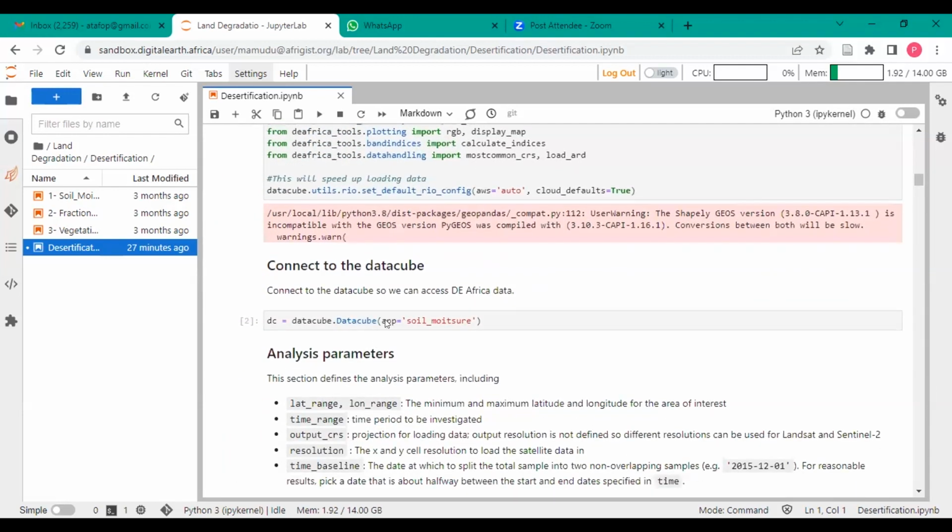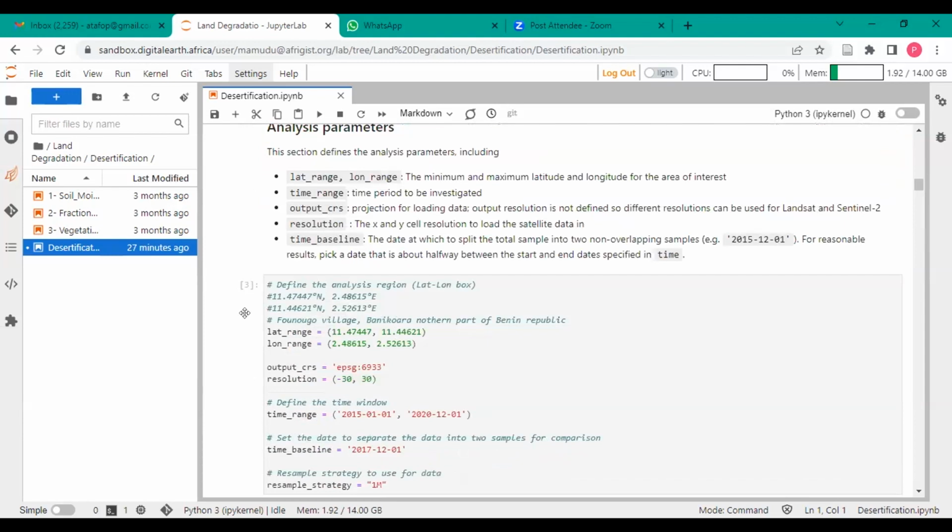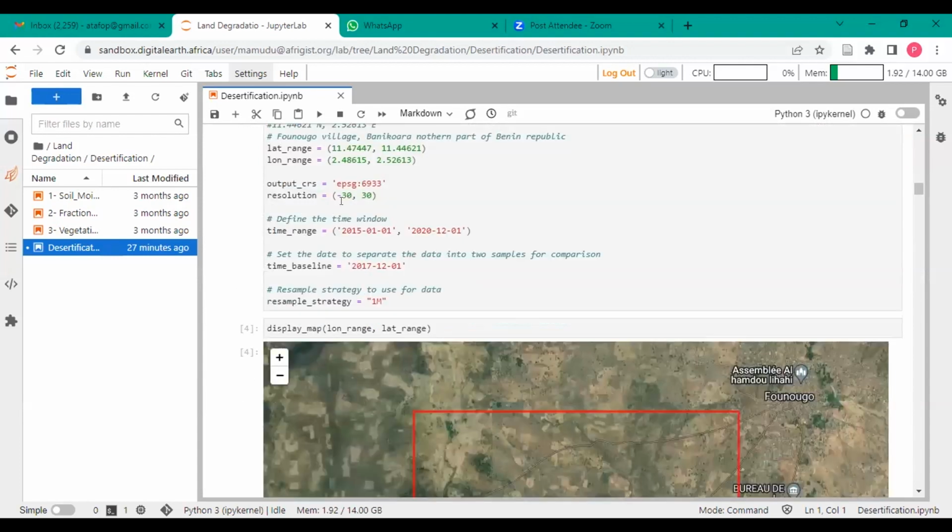So to get started, we go ahead and load in our packages as shown here. And then we connect to the data cube. And then we determine our location. For this study, the location is the Funugo village in Banikoran in the northern part of Benin Republic. And the coordinates of the location are given as shown right there. So these are the output CRS, the resolution of the imageries. The time period for which this study was carried out was 2015 to 2020.